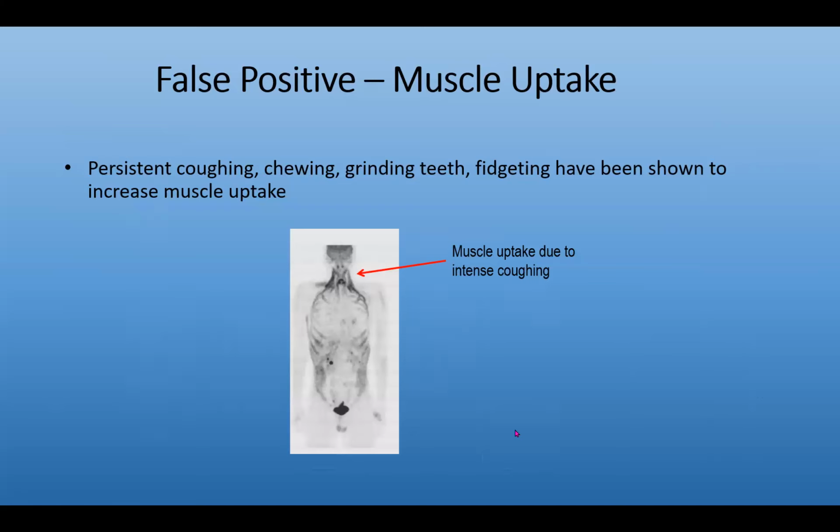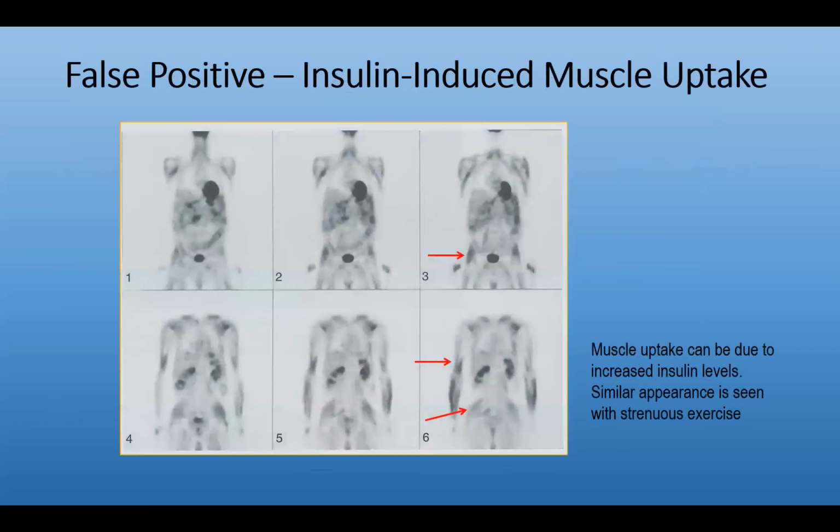Here's an example of insulin-induced muscle uptake. So again, you can see areas where the red arrows are. This is due to high insulin levels. Note that this has a very similar appearance to a patient that has been doing strenuous exercise. So again, history is important to differentiate what has caused this uptake.